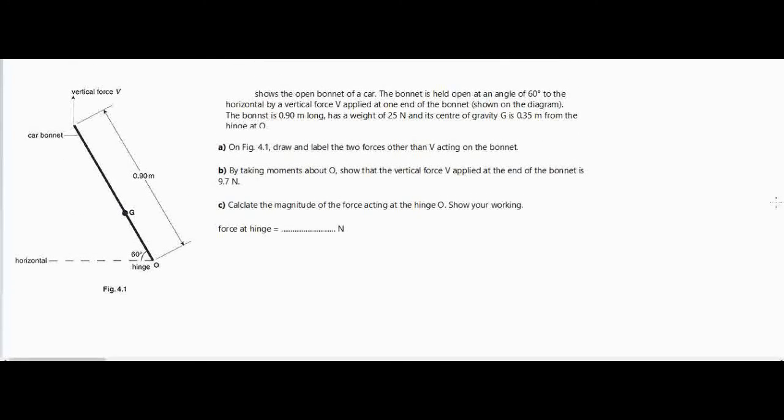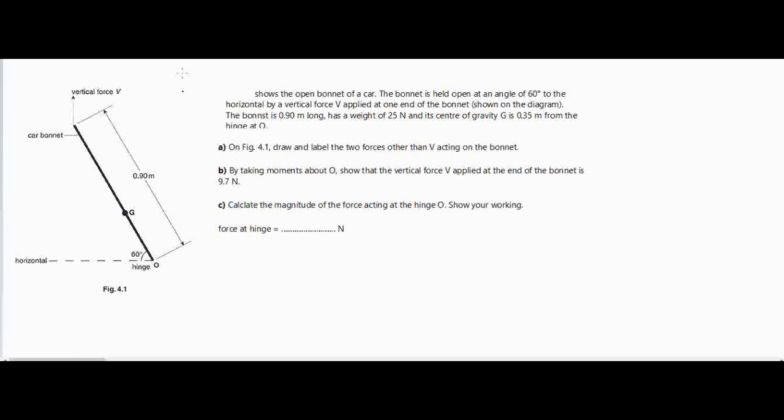Here we have a diagram that shows the open bonnet of a car. The bonnet is held at the angle of 60 degrees to the horizontal by a vertical force V at one end of the bonnet. The bonnet is 0.9 meters long and has a weight of 25 newtons. And the center of gravity G is 0.35 meters from the hinge at O.